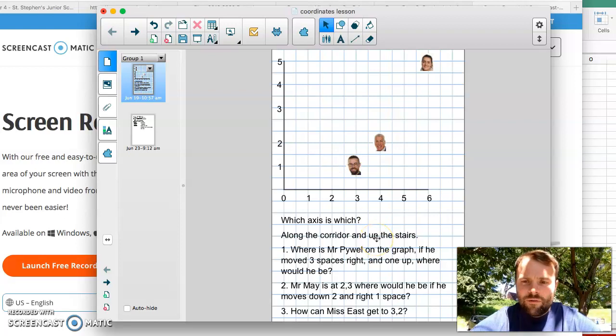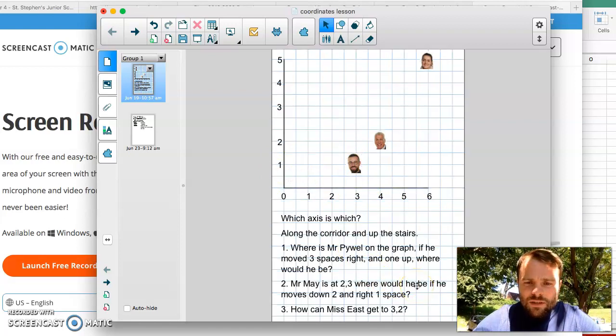So where is he now? See if you can work it out. You can pause the video here. Okay, so let's have a little look. So Mr. May is along the corridor 3 and up the stairs 1. So he's now at 3, 1.